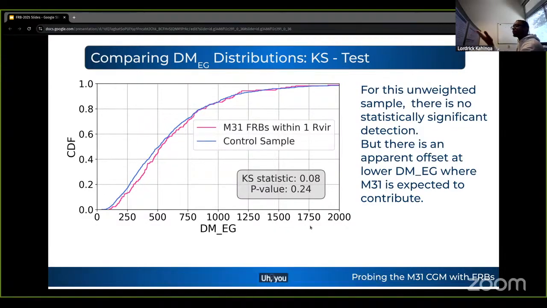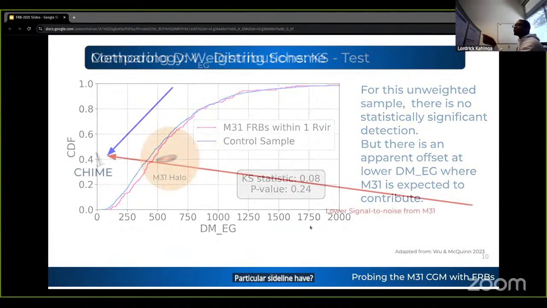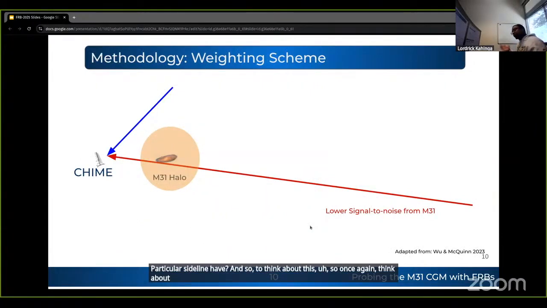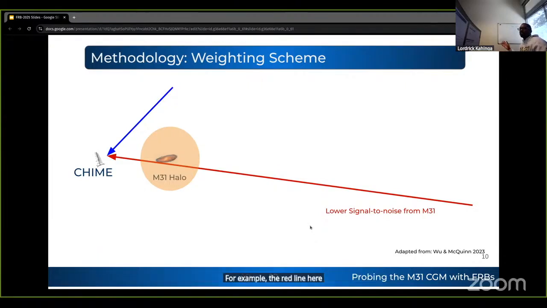And so this then prompts you to think about a weighting scheme. How much signal does each particular sightline have? To think about this, once again, think about dispersion measure as a proxy for distance, if you like. For example, the red line here is showing some sightline which has a high DM and so is longer.